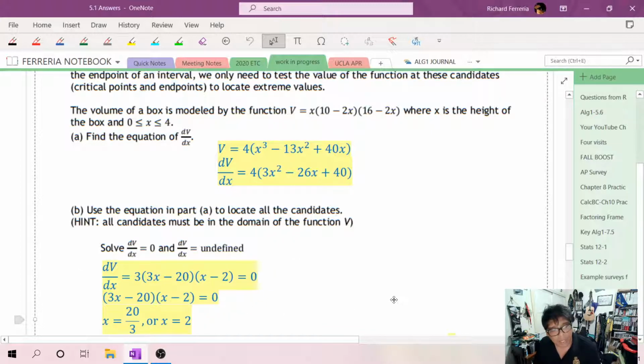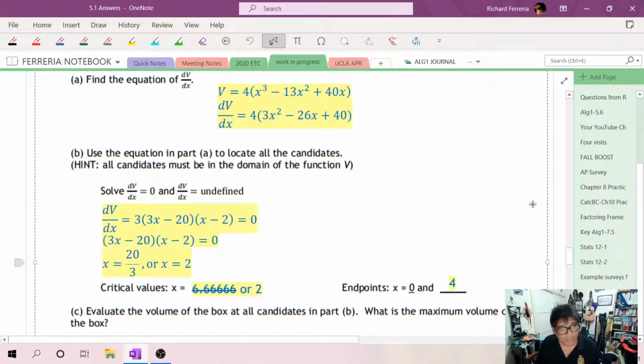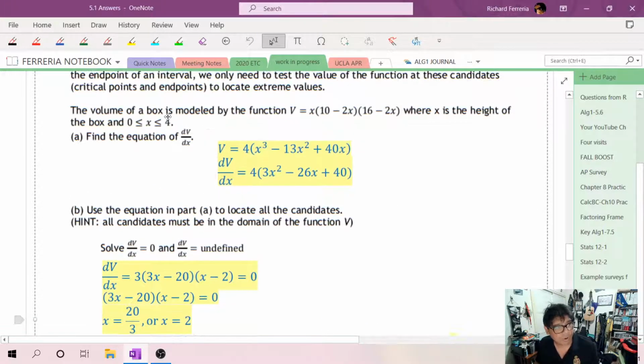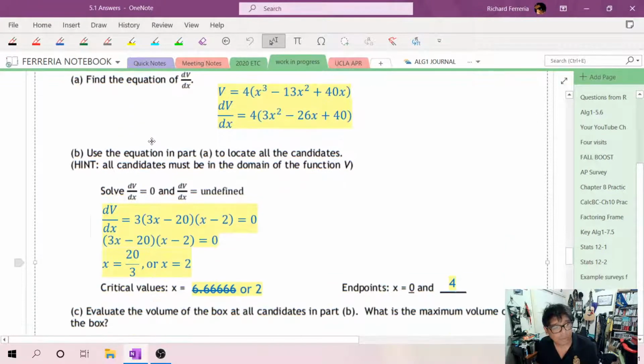Now, do any of those coordinates sound funny? Yes. 20 over 3. That simplifies to 6 2/3. 6 2/3 was not in our interval of 0 to 4. So actually 6 2/3 is not a critical value that we're going to test.